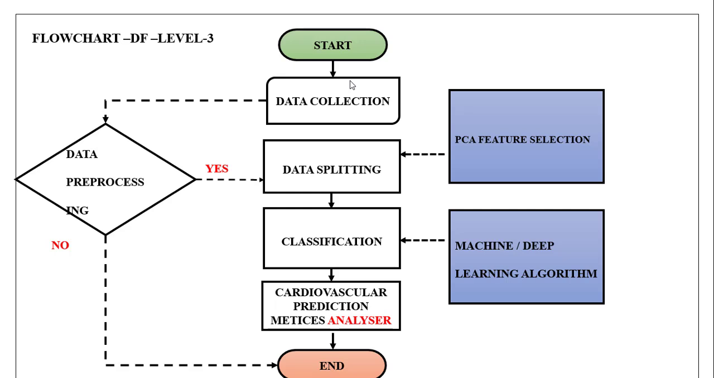Once these three are completed, we move on to the feature selection part and then the data splitting process, with 80% for training and 20% for testing. After that we apply classification algorithms, both machine learning and deep learning. Finally we predict whether heart disease will occur, followed by metric analysis. Finally, through a Flask application, we predict whether heart disease will occur or not.